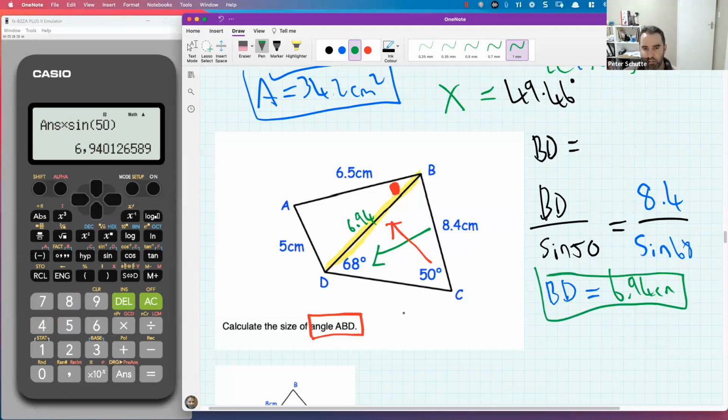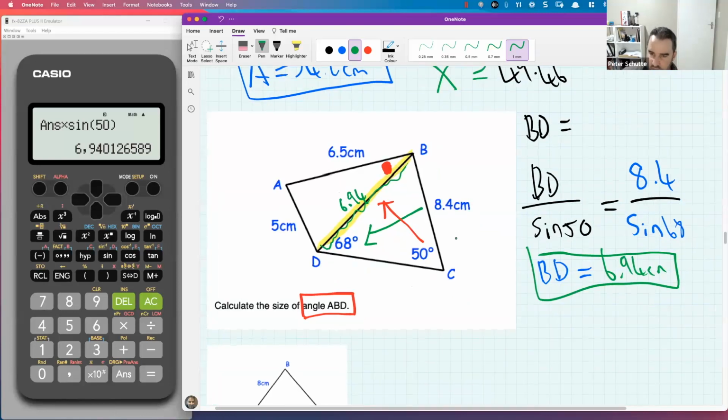Can you now find me angle ABD? I think it's now possible. So over to you guys and girls. Find me ABD.